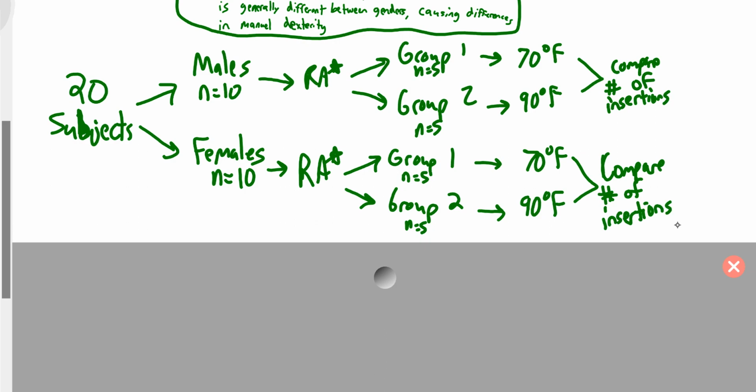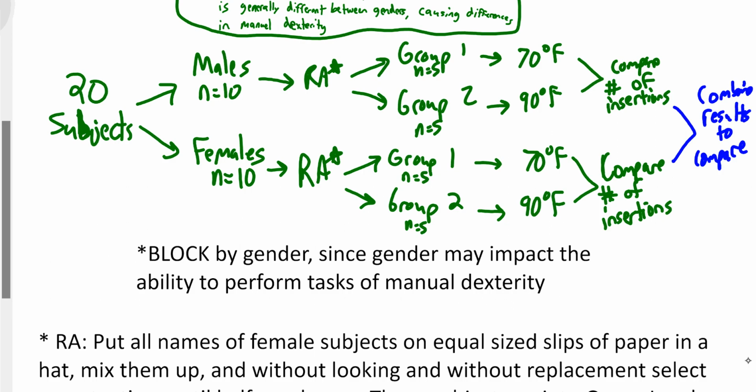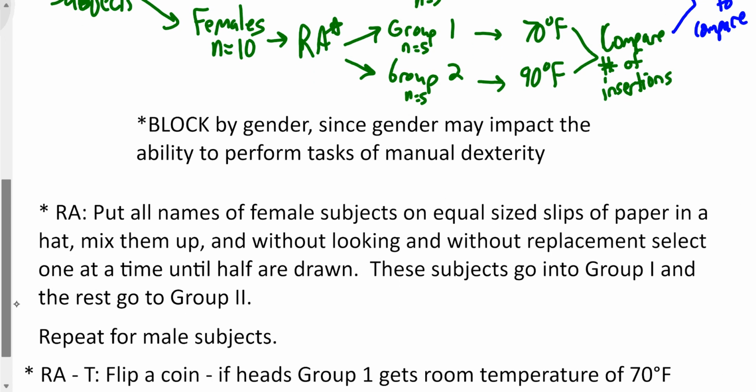But we still have to look at one other thing. We want to compare both. So in the end, we're going to combine results to compare, because we want to see between the males and females differences as well. So this is ultimately the process. What's different is we're starting it by dividing it up, and we're going to end up making more than one group. So I said block by gender because the impact may be different for manual dexterity. I have my explanation here.